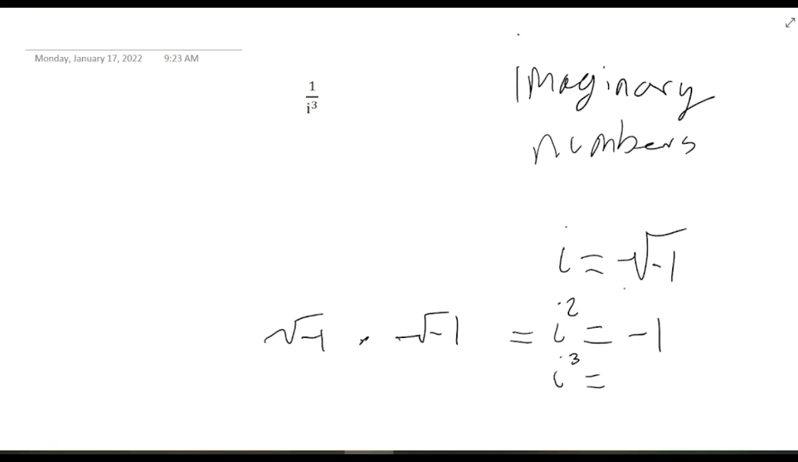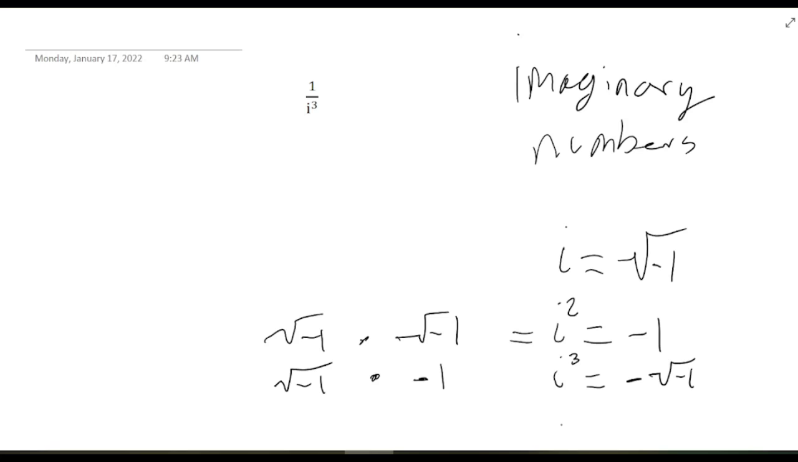So i to the third is simply i squared times i. What's i squared? i squared is -1. And what is that multiplied by? i, which is the square root of -1. So the square root of -1. So what's the square root of -1 times -1? Well, that's the negative of the square root of -1.